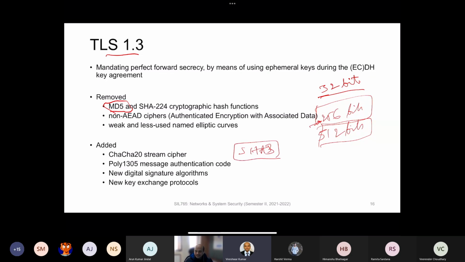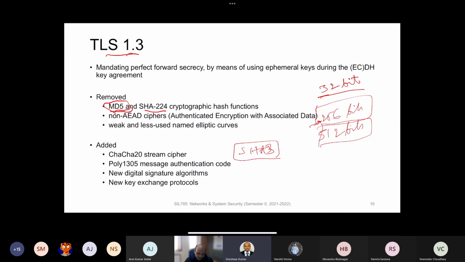SHA-3 is considered a secure hash algorithm. SHA-2 is also fine these days. If you use 256 bits as output, it is also doing fine. But if you want a system which is going to be in place for the next 5-10 years, then you should definitely think about using SHA-3 as the hash function. Okay, so MD5 has been dropped in TLS 1.3.